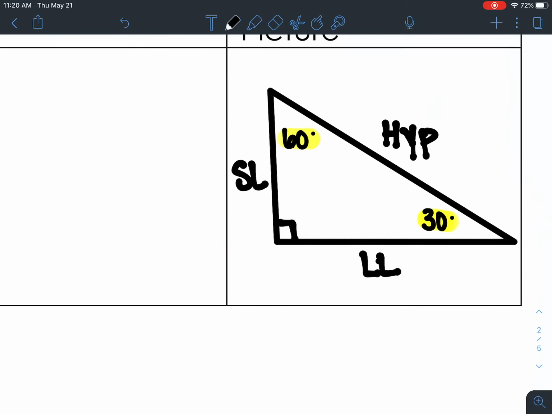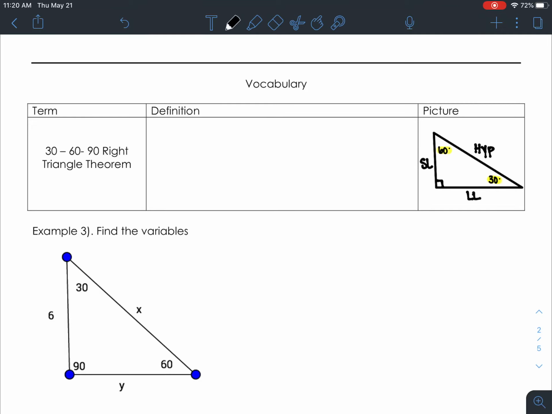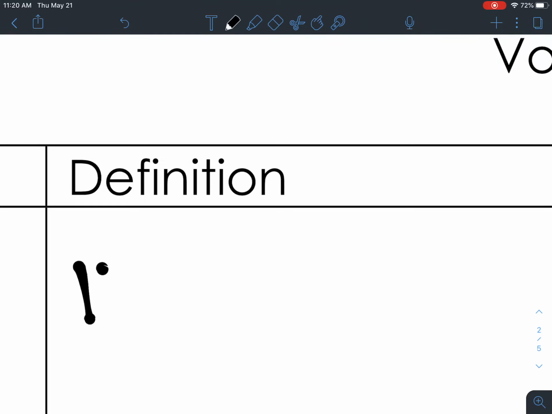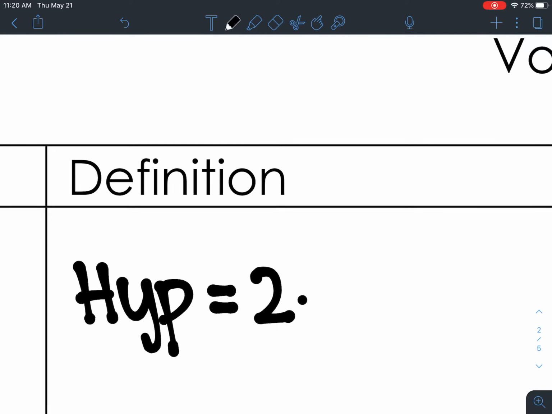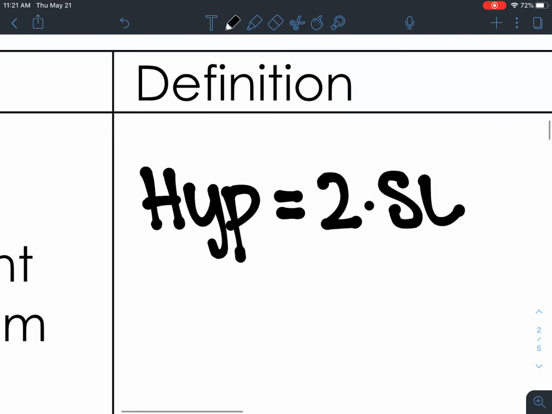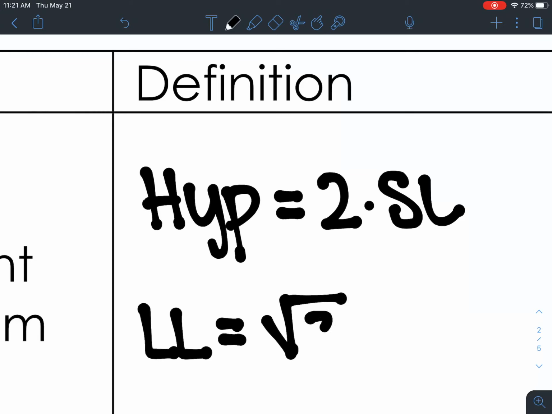Okay, so with the 30, 60, 90 triangle, we have two formulas. Let's start with the hypotenuse one. The hypotenuse is going to be equal to 2 times the short leg. And then the next one is the long leg is going to be equal to the square root of 3 times the short leg. The short leg is kind of important here because it's the basis of both of these formulas. So if you have the short leg, it's just a simple computation of plugging it in.